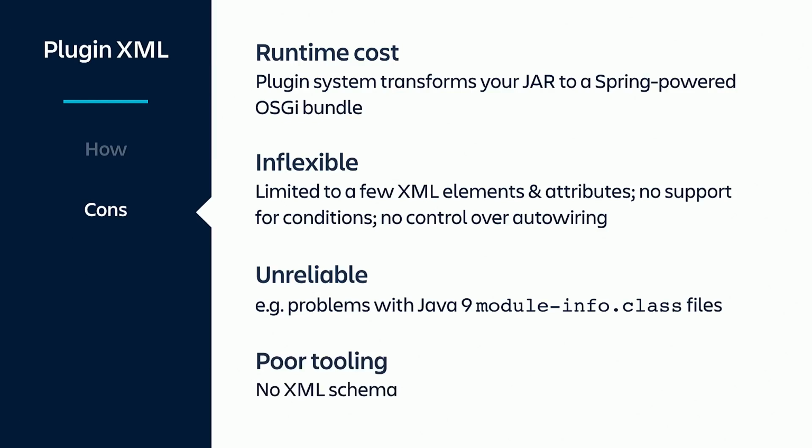Also, the tooling is not a great developer experience. By its nature, the plugin XML is highly extensible. As I said before, new plugin points can define new element types. So it's impossible for Atlassian to provide a schema for these XML files. So your tooling can't do things like code completion. You don't really get any help with it. You're on your own. You've got to make sure you get it right.